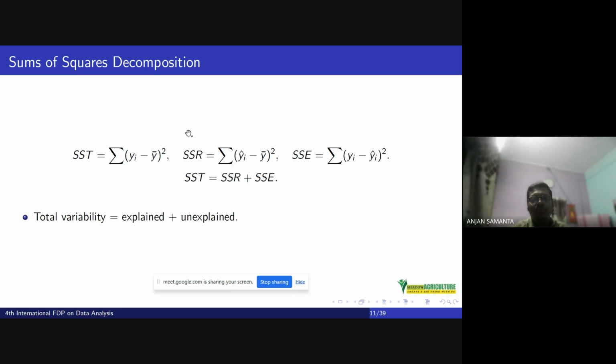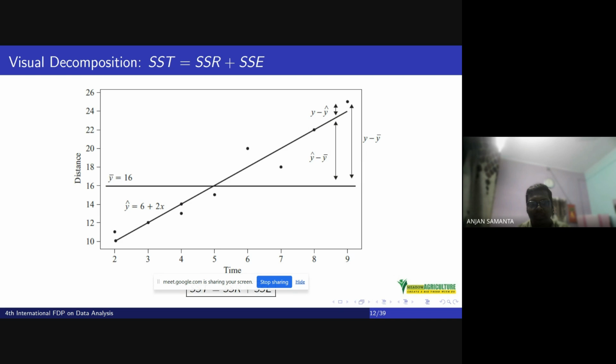And there is a beautiful relation between these three sum of square terms, which is SST, the sum of square of total, is basically nothing but SSR plus SSE. If you want to see it mathematically, it is not possible for this short span of time, but we can discuss it geometrically. So this is the average line that I am talking about. These are the data points, and this is the best fitted line that I'm fitting with the data.